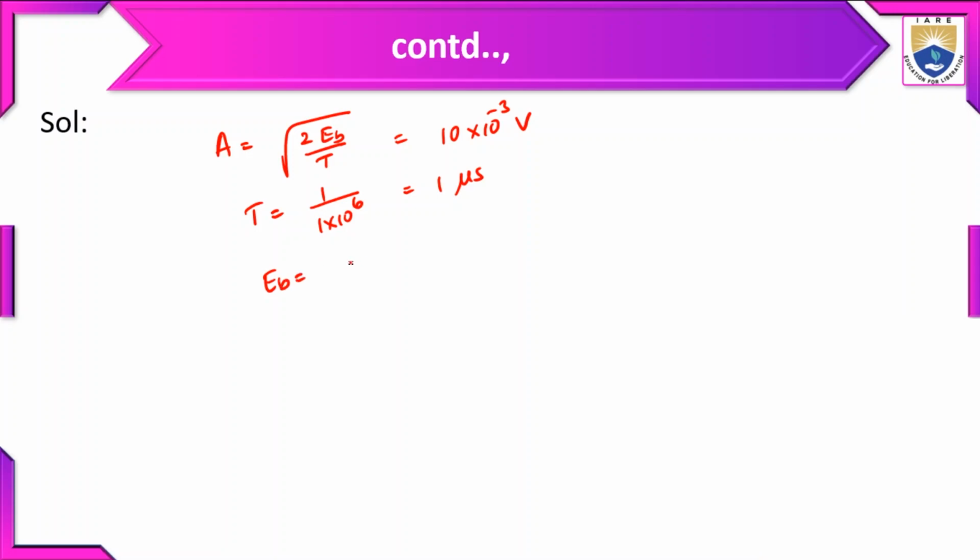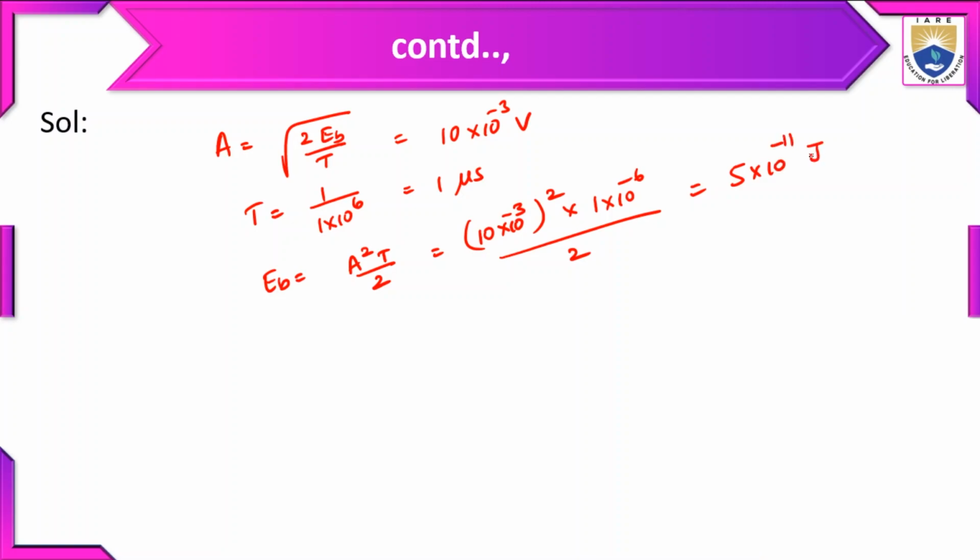Now EB is equal to A square T by 2. So that is equal to 10 into 10 power minus 3 whole square, A square, and T is 1 microsecond, 10 power minus 6, divided by 2. By using a calculator, we can simplify this expression, and then you get the value 5 into 10 power minus 11 joules.